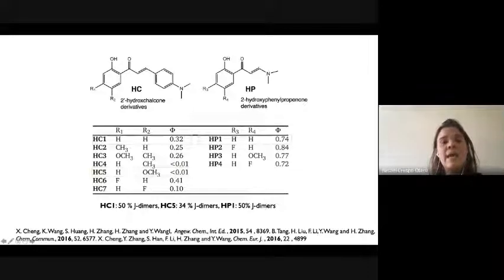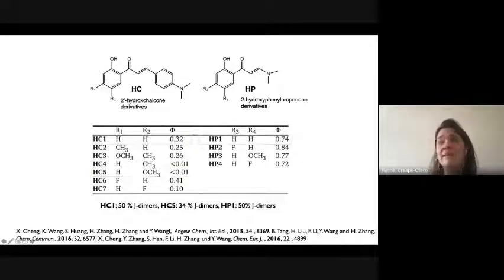So if you have a hydrogen here and here, you will see that the system shows a relatively decent quantum yield. If you just change the hydrogen to a methyl group here or a methoxy group here, you will again see that the quantum yield is very small. You can also see the behavior when you have fluorines. So we tried to explain the differences in behavior of these systems.